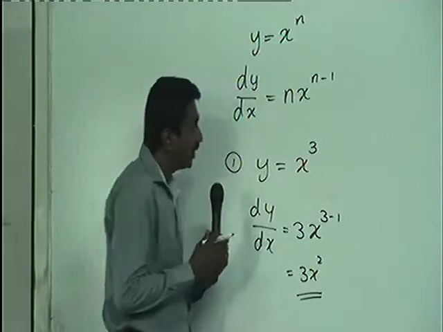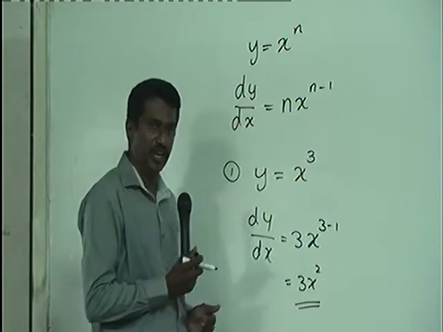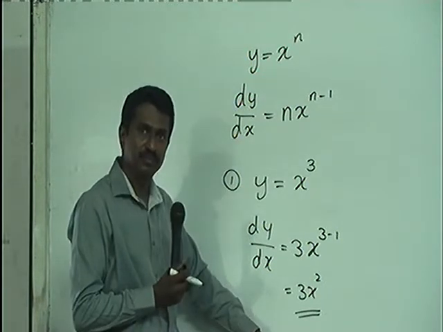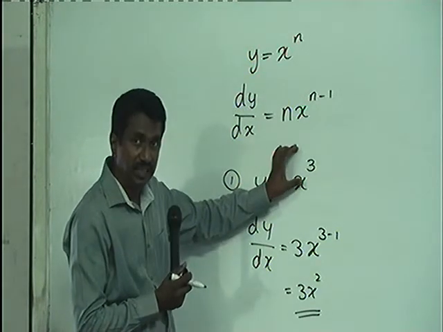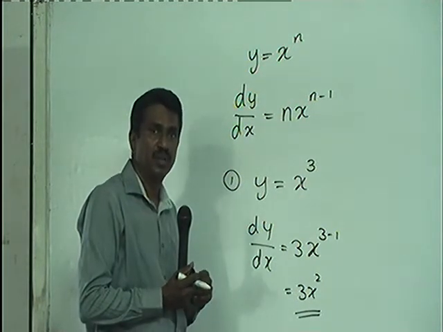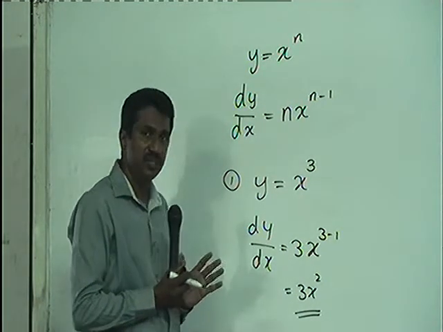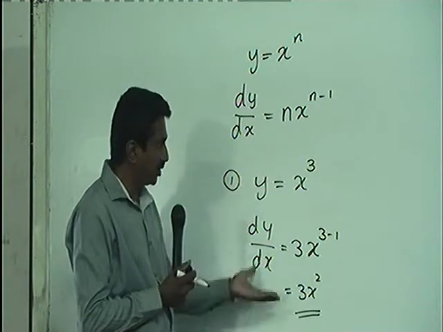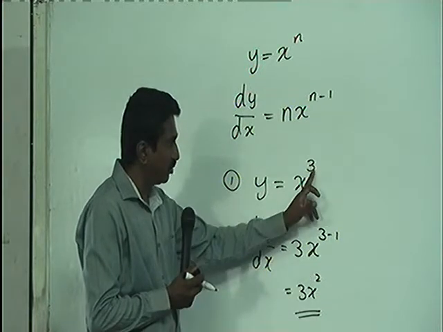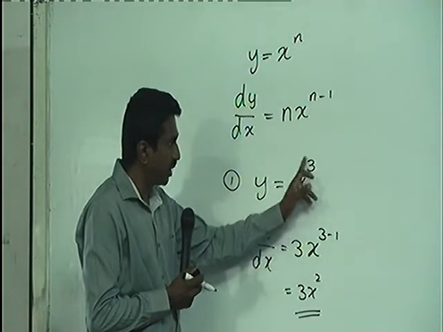Now you can remember, when you differentiate, what happens? Always the power drops by 1. If you have x to the power 3, that becomes x to the power 2. So it's very easy. Differentiation is a very easy subject. When you differentiate, 3 becomes 2. The power comes in front as the coefficient.